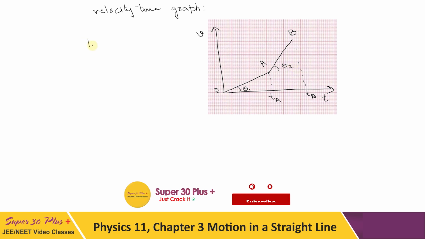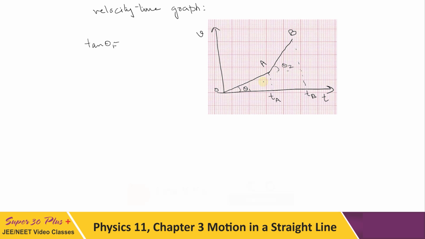If you write tan theta 1, it would be the change in velocity, because slope is written as delta y upon delta x. So delta y would be velocity at A minus velocity at 0, because it had started with 0 velocity, upon the time taken, which is TA minus 0. This is how tan theta 1 can be written. And as you know, this is velocity upon time, so it has to be acceleration. So this is the acceleration for the part OA.